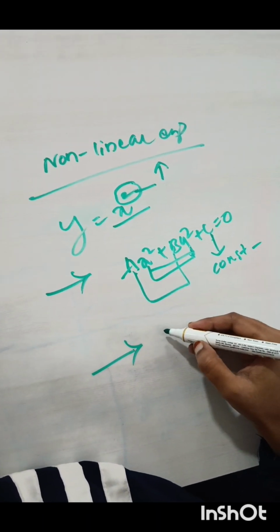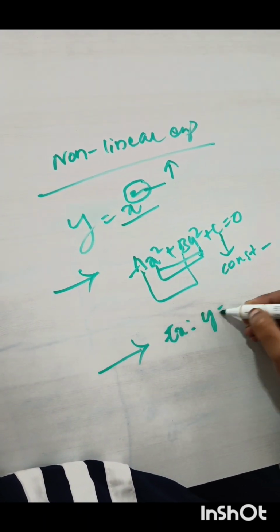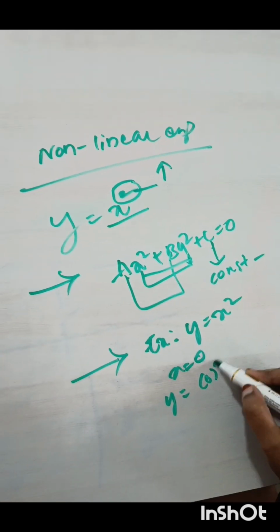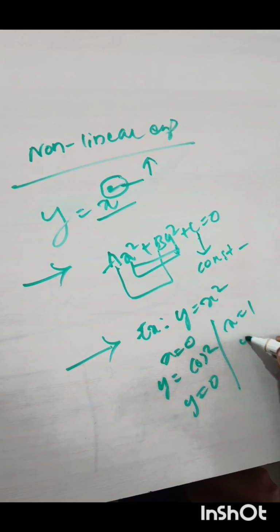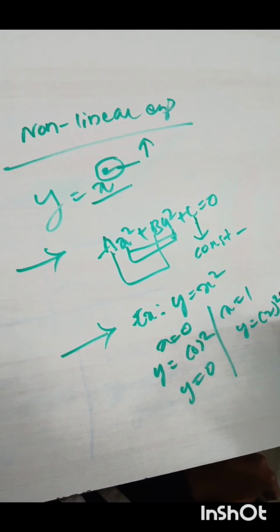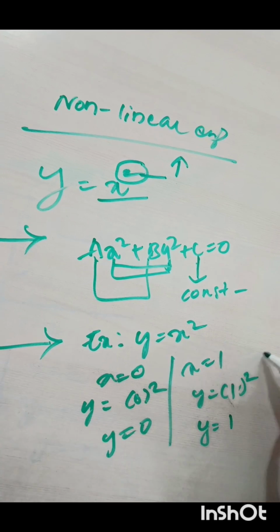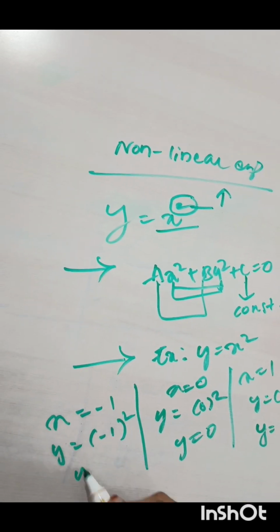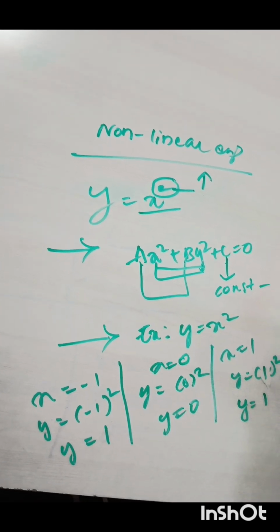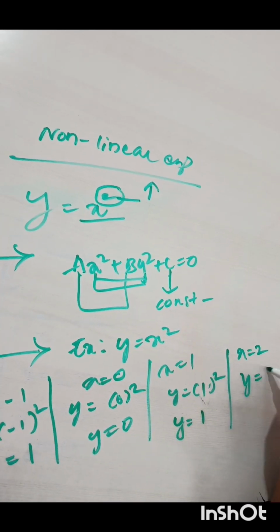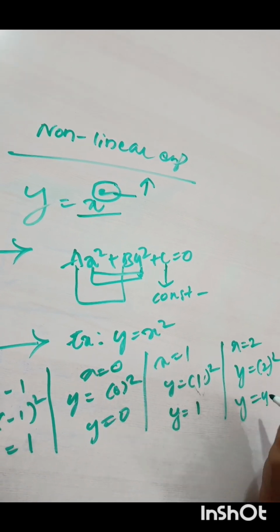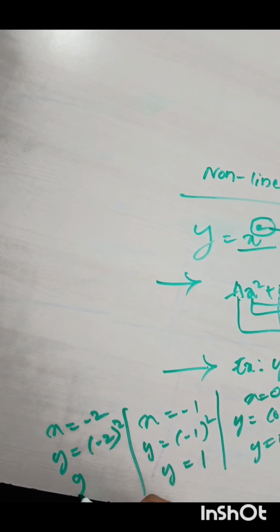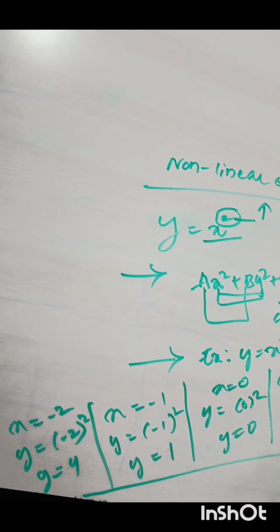Now I am going to explain an example. If x is equal to 0, then y is equal to 0. If x is equal to 1, then y is equal to 1. If x is equal to minus 1, then y is equal to plus 1. If x is equal to 2, then y is equal to 4. If x is equal to minus 2, then y is equal to 4. By using these points, now I am going to draw a graph.